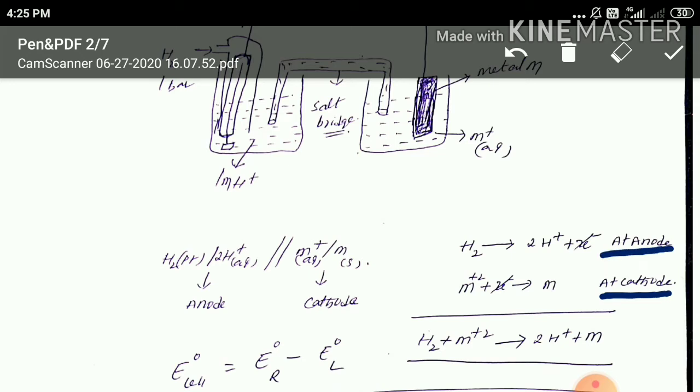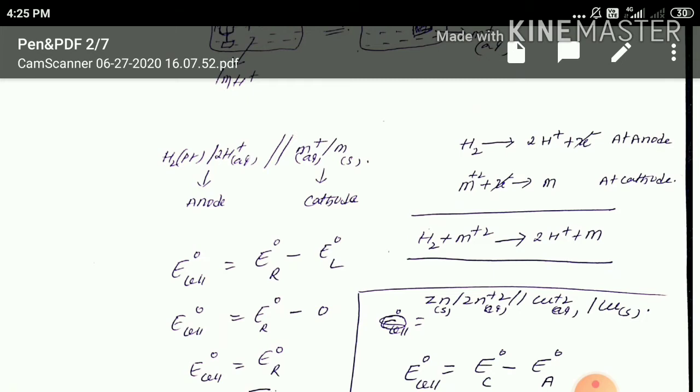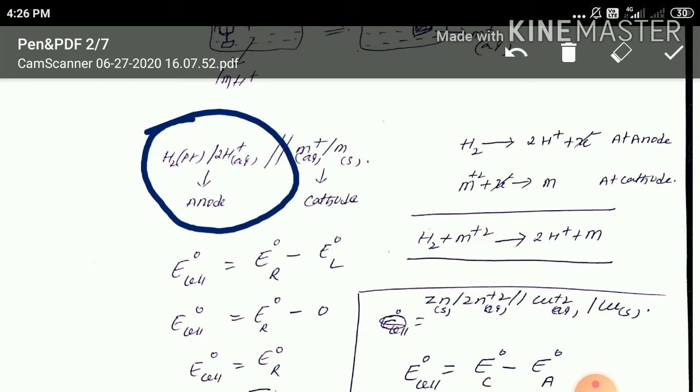If you add both the half reactions, 2 electrons and 2 electrons cancel together. Finally H2 plus M2+ gives rise to 2H plus plus M. This is the overall cell reaction. In this overall cell reaction, as you observe, you already know the hydrogen electrode is the anode. Its electrode potential value is 0. So how can I calculate the EMF value of the cell?